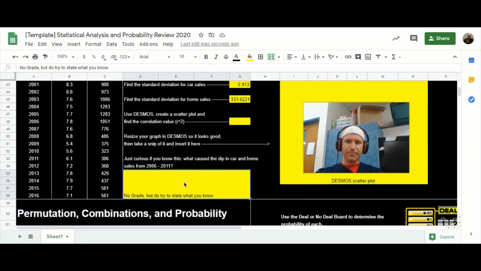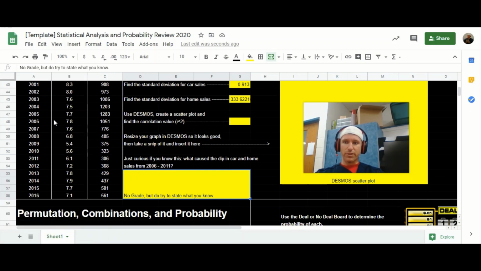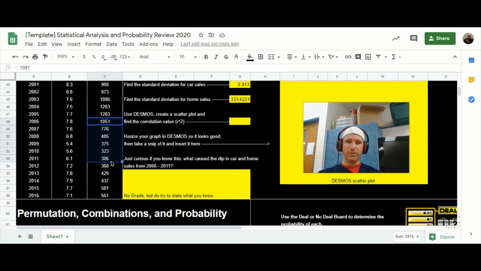It's just curious if you know this or not, but what caused this dip in car and home sales from 2006 to 2011? We haven't even analyzed the data yet, but take a look at what's going on here. 7.8 and over a million homes sold, and then it goes down, down, down, down. Oof, big drop over those 5 years, from a million homes sold down to 300,000. That's a dramatic decrease, and same thing with cars too. Cars took a hit, not as much, but you can see they went down as well. What happened?